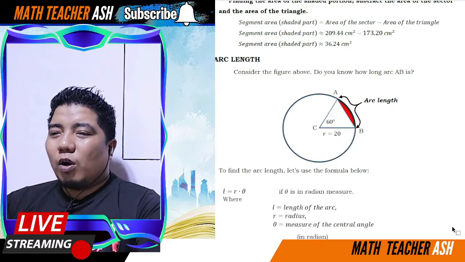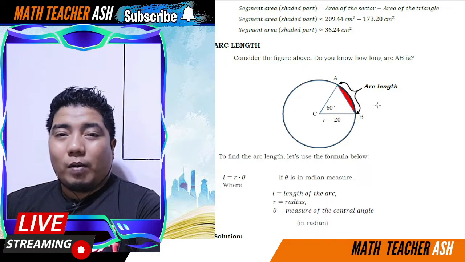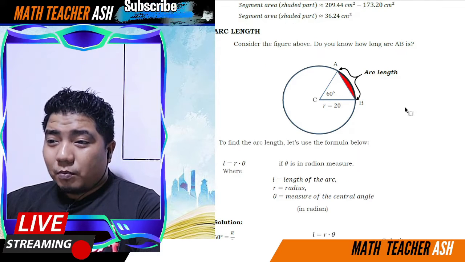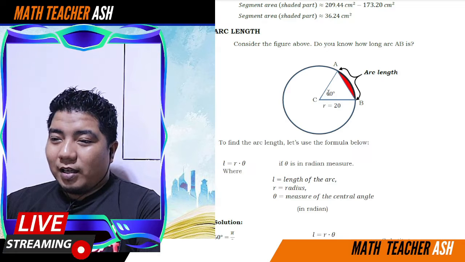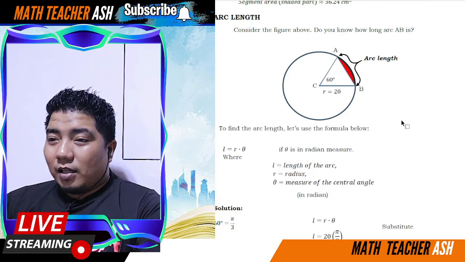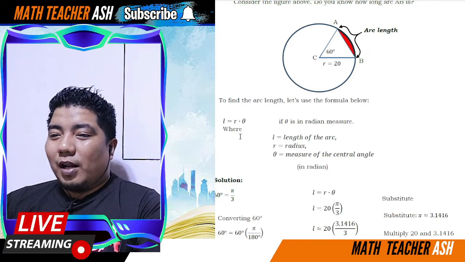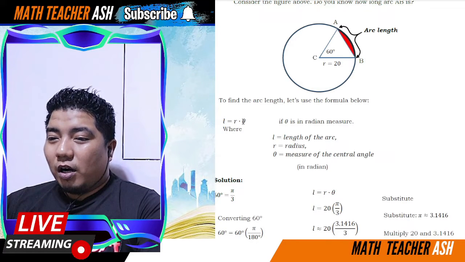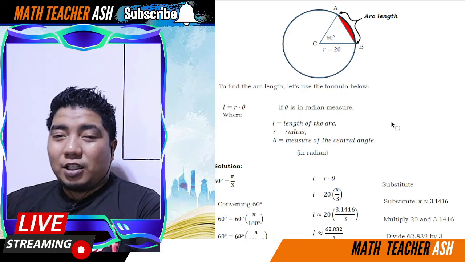Okay. Now, let's talk about the arc length. Okay. So, what if naman, itong arc length ang nawawala? Okay. So, paano mo kukunin ito? Given ang radius, given ang angle. Okay. So, I'm sure ang sasabihin nyo, that is 60 degrees din, Sir Ash. But always remember that the arc length has the formula: the arc length is equal to R times theta if theta is in radian measure. So, make sure na dapat naka-radian measure siya.